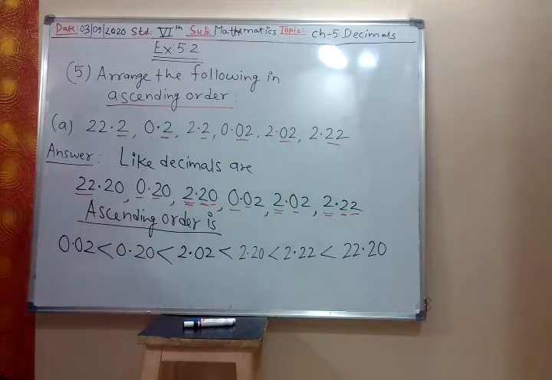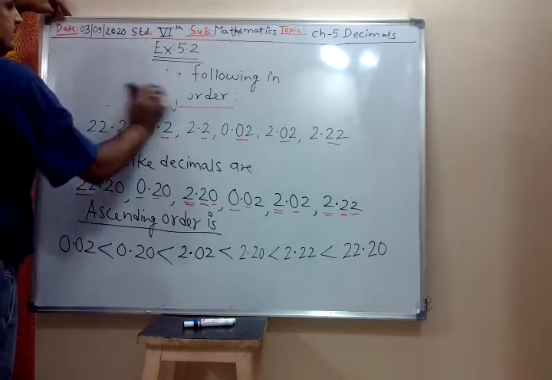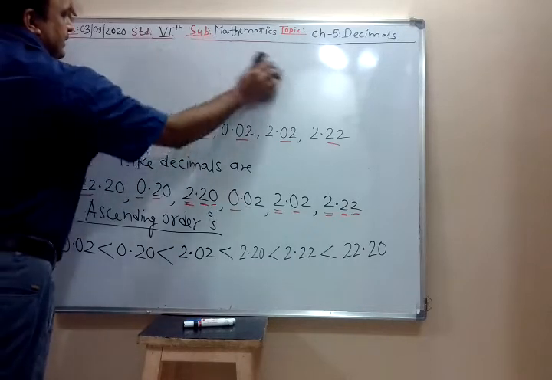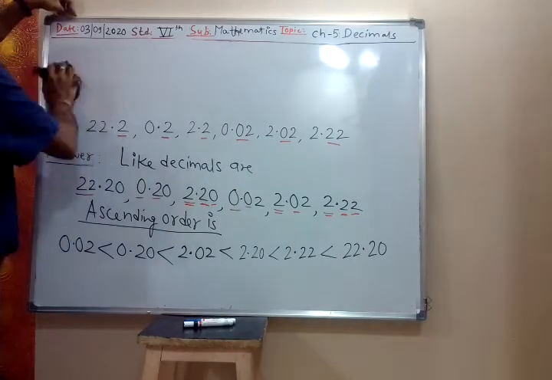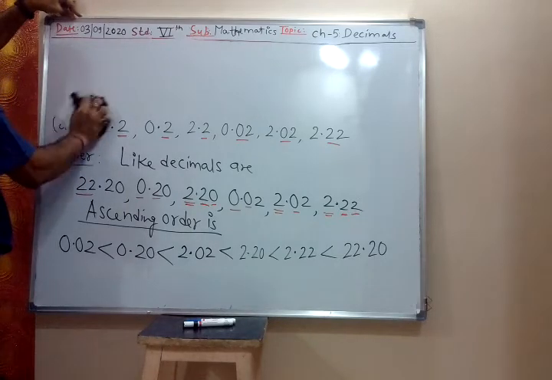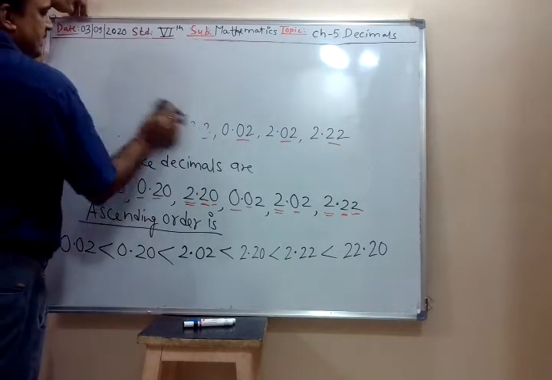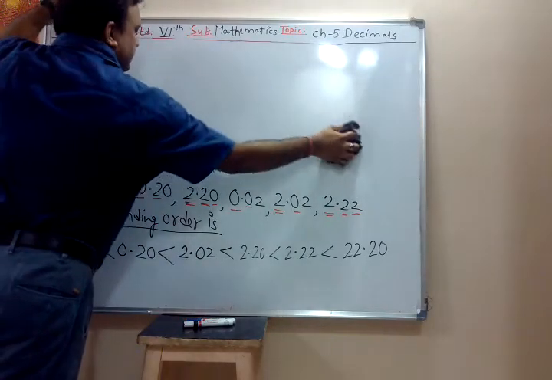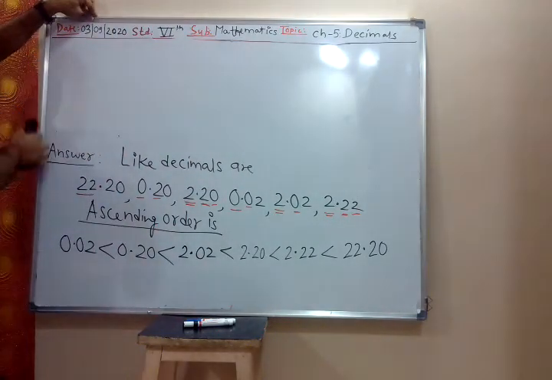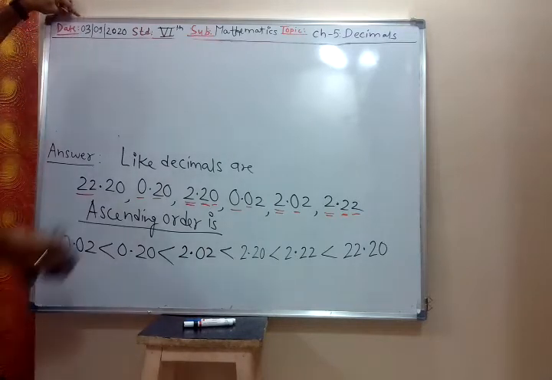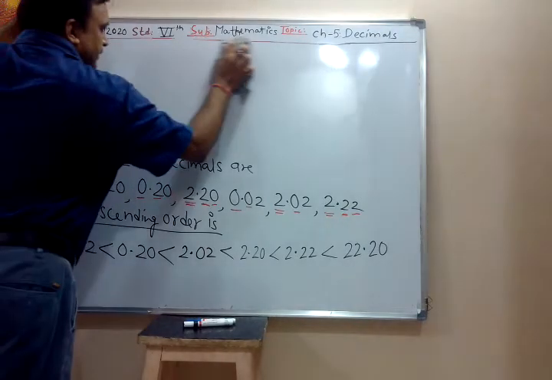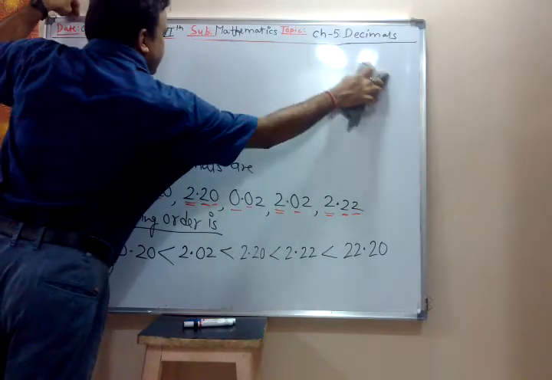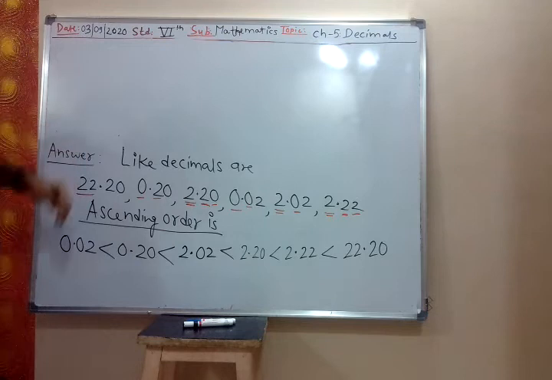In this way we arrange the numbers in the ascending order. Now let us do the second part, B. Ascending order means smallest to largest, or increasing order. Ascending order is also known as increasing order, or smallest number to largest number. Let us do the second part, B.